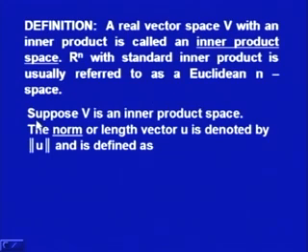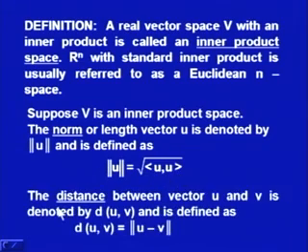Now, a few more definitions. Suppose V is an inner product space. Then the norm or length of a vector u is denoted by this symbol and is defined as the square root of the inner product of u comma u. This is one definition. The other definition is for the distance between two vectors u and v, denoted by d(u, v), and defined as d(u, v) equals the norm of u minus v.